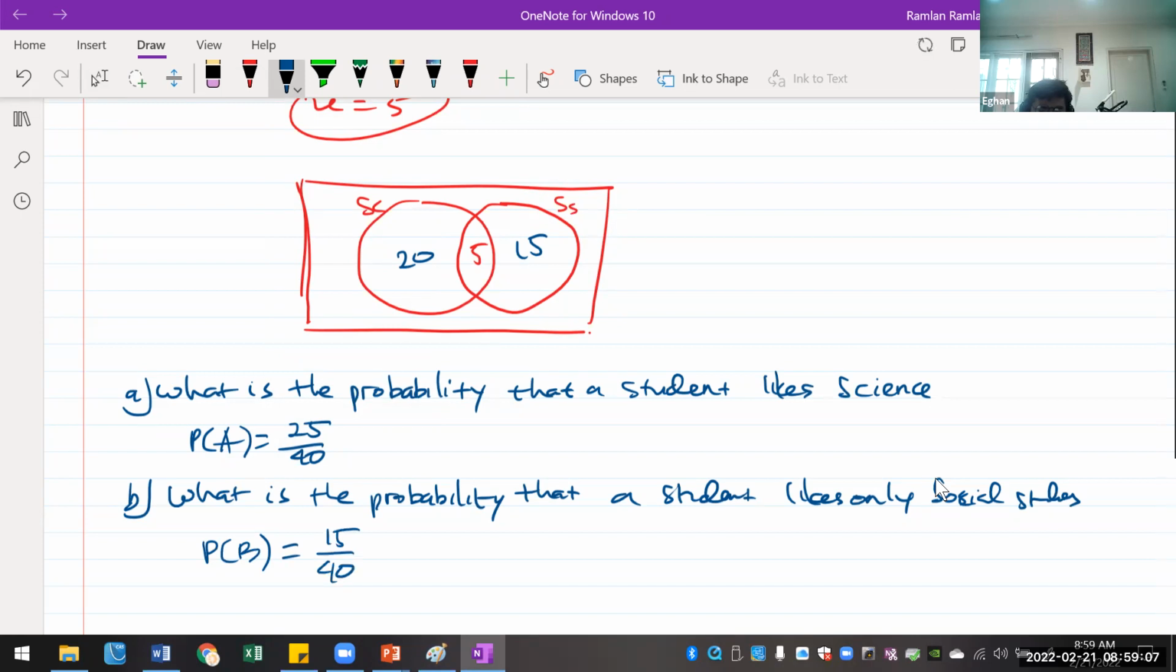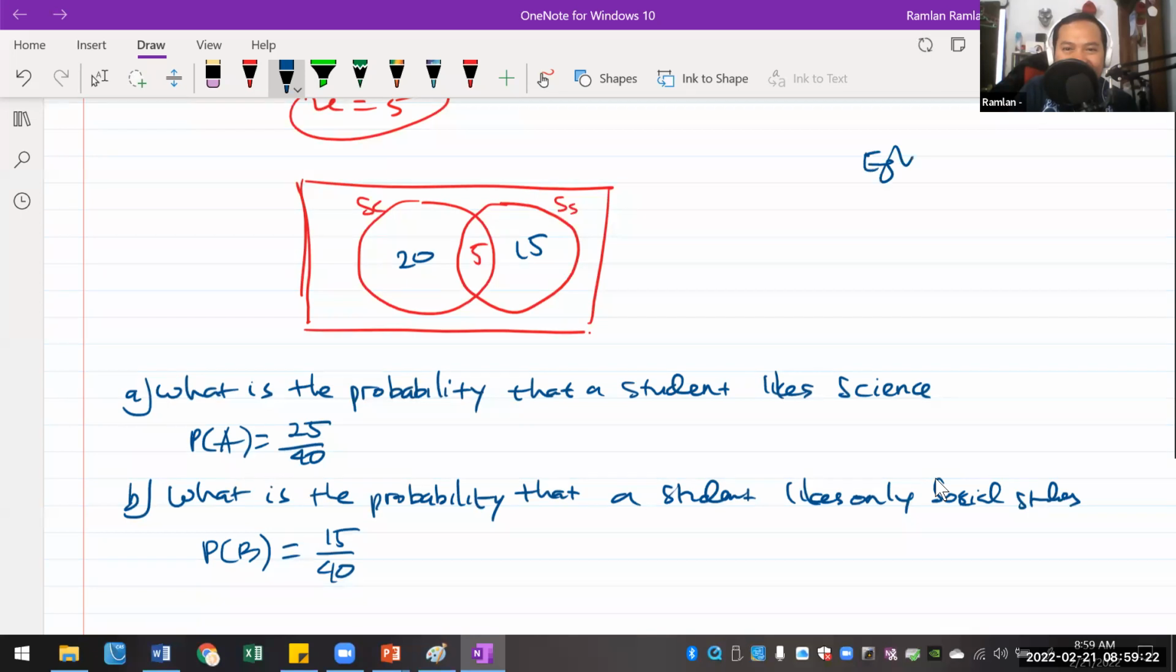Okay, so why do you think it's 15? Because the number of students that like both science and social studies is 5, and the total of students that like social studies is 20. You minus that, 20 minus 5 equals 15. Okay, thank you very much again. Yes, 5 points. Okay, so there we go.